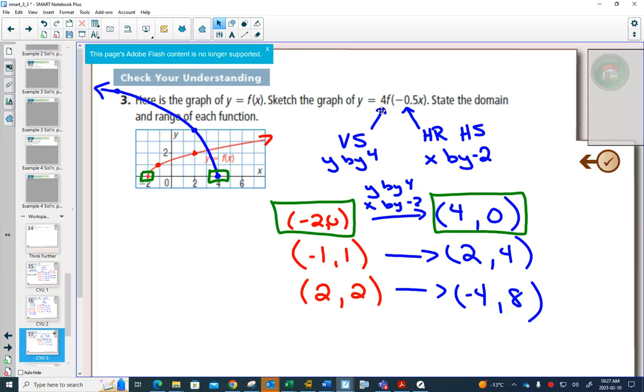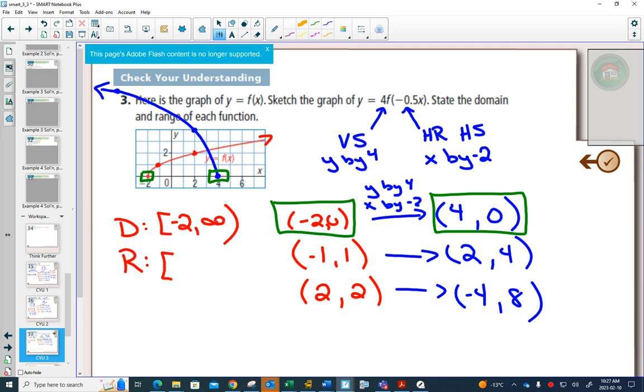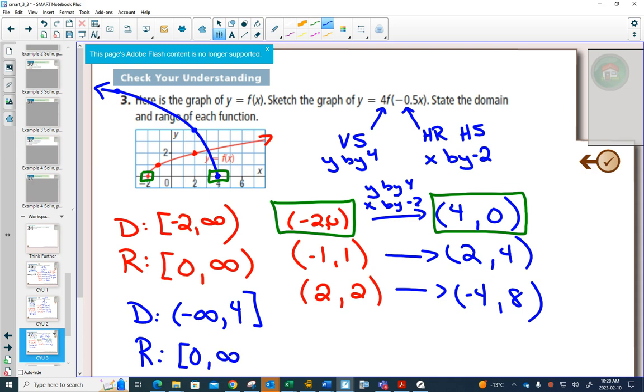And now it asks again for the domain and range. I'll use interval notation for this one, so the smallest value is -2. Goes up forever. For the range, smallest y value is 0. Goes up forever. For the blue one, has no smallest value, but has the biggest value of 4. And has the smallest value still of 0. And goes up forever.